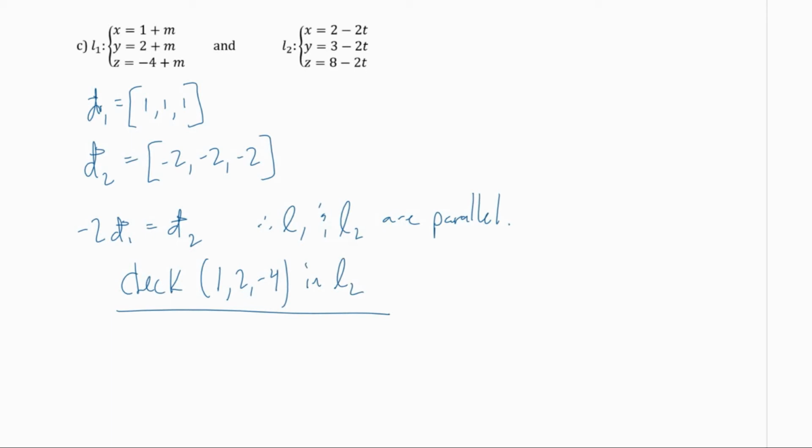And so I've got the x, which is 1, is equal to 2 minus 2t. I've got the y, which is 2, is equal to 3 minus 2t. That's coming from there, right? That's that 2, because it is the y value. And then the z is -4, which is this, right? And so -4 equals 8 minus 2t.